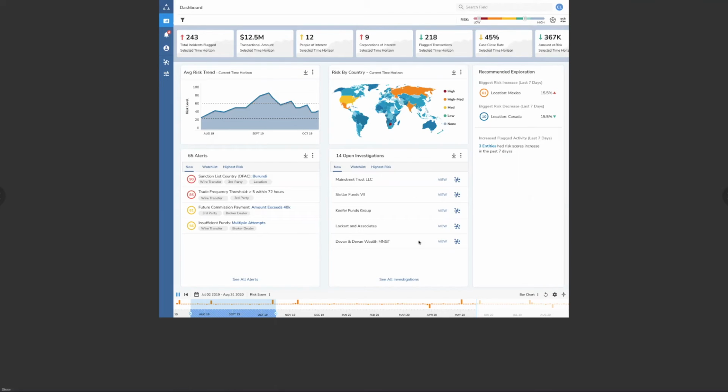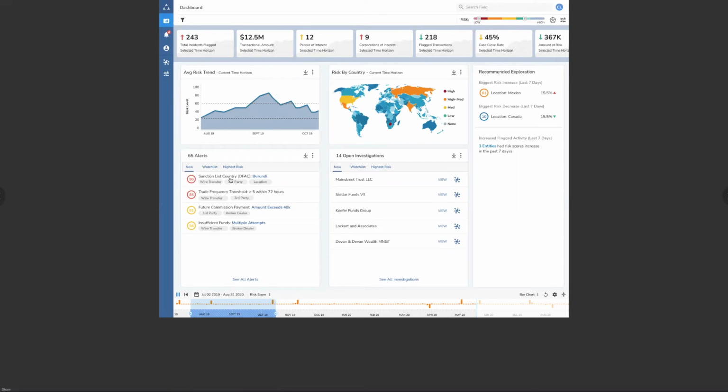And then this also keeps track of things that we're watching. So if we've got things that are open and we're watching them, or we're moving them through an escalation process in our investigation organization, we can track those as well, and we can even see how these interplay with some of the new alerts that come in.